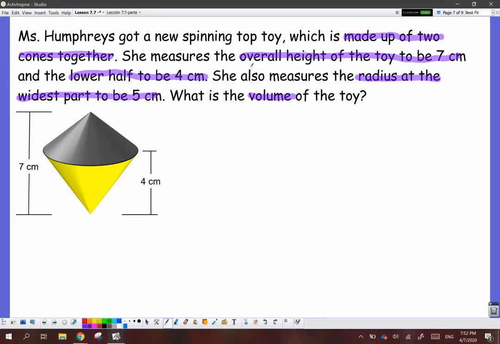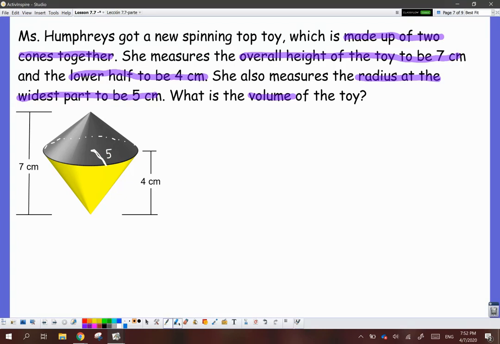Other things that we know about this is that the overall height is 7 centimeters, which is listed here, and that the lower half, the bottom cone, measures 4 centimeters in height. We also know that the radius at the widest part of the toy is 5 centimeters. So if I imagine the circular base going this way, then my radius must be from the center here to the edge of the circular base, and we know that that's going to be 5 centimeters. And then we need to find the volume.